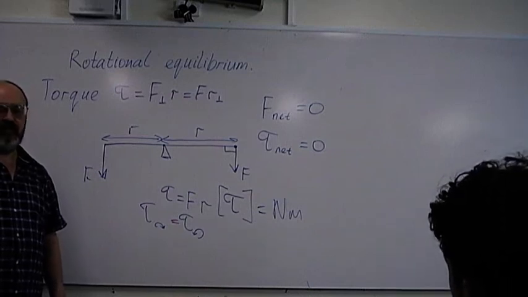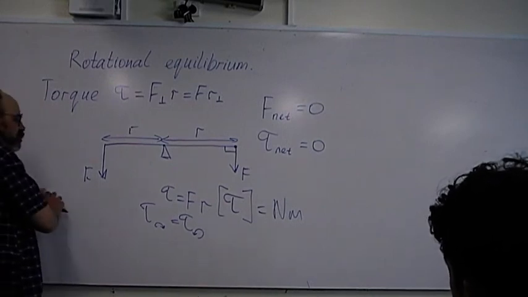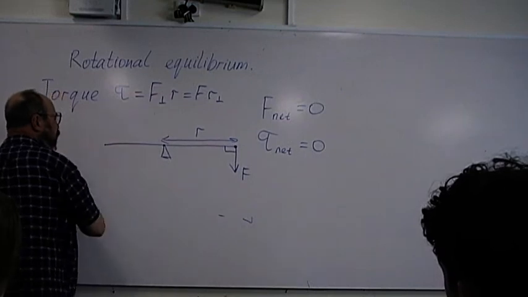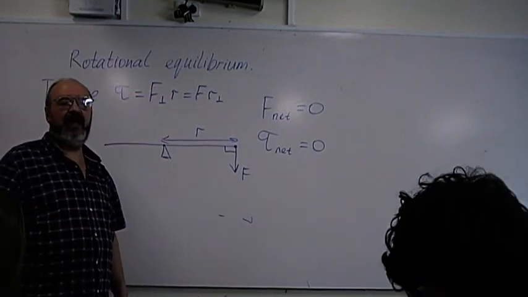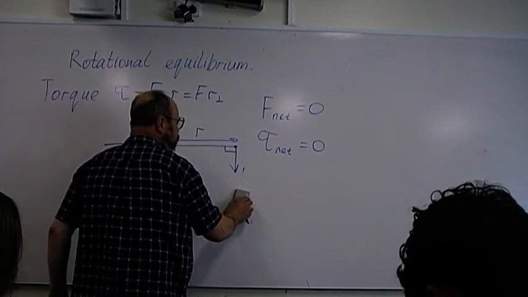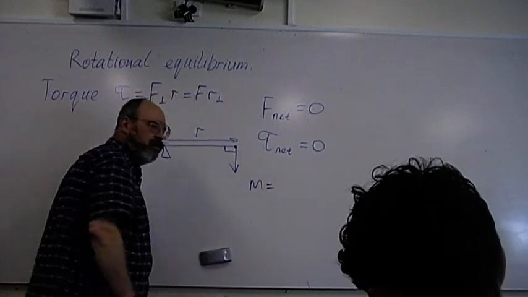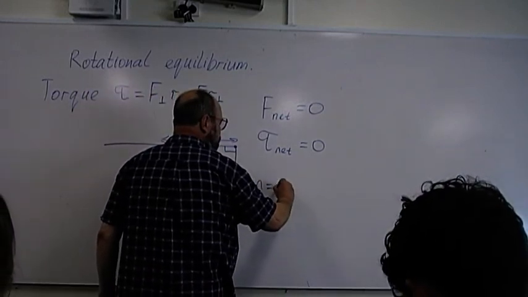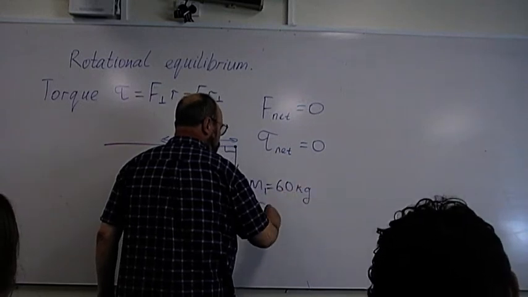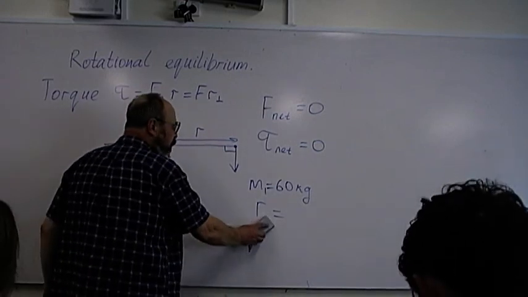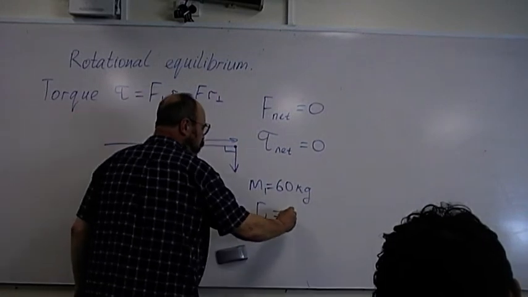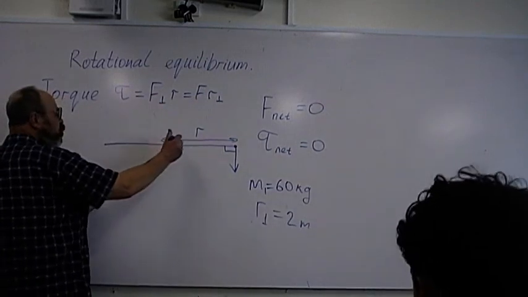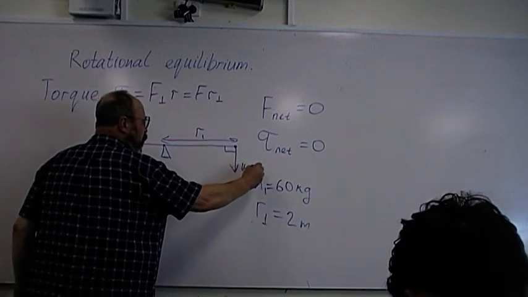Let's consider a simple example. We have a seesaw, and on one end we have a person with a mass of, let's say, 60 kilograms, and R1, the lever arm, equal to, let's say, 2 meters. We have this M1g.